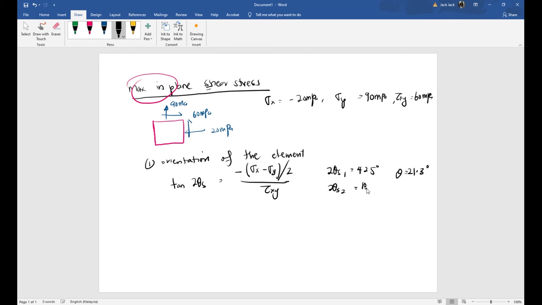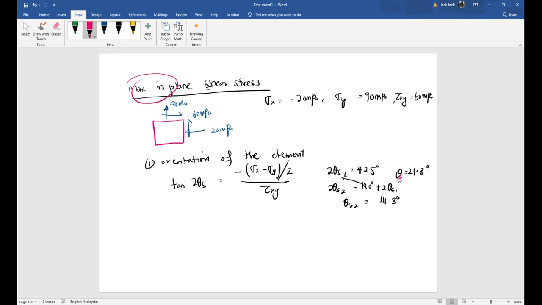And then the other solution for this 2 theta s is equal to 180 degrees plus 2 theta s1, in the same calculation, if we refer to the diagram. Either one is the same. So that means your theta s2 is equal to 111.3 degrees. So this is your angle. This is the theta s which contributes to the maximum in-plane shear stress.